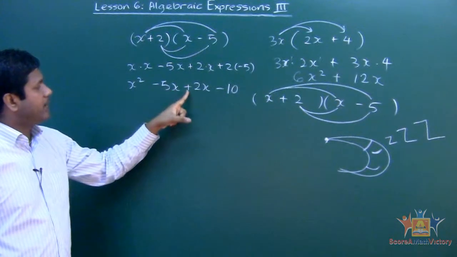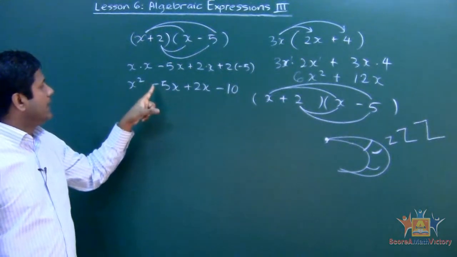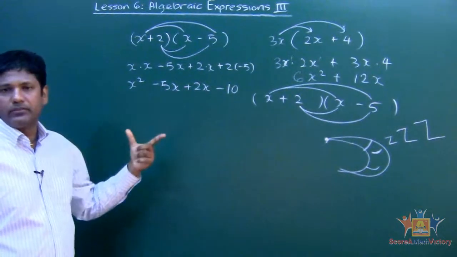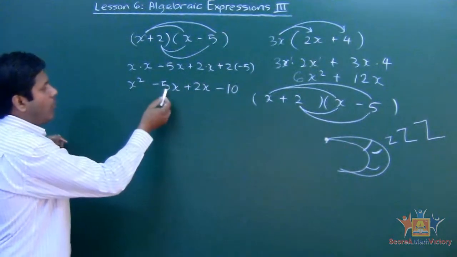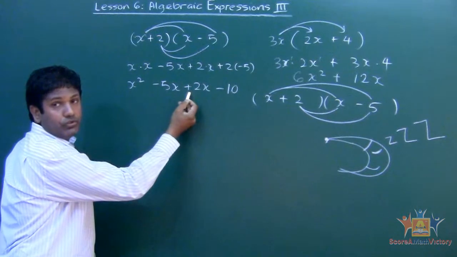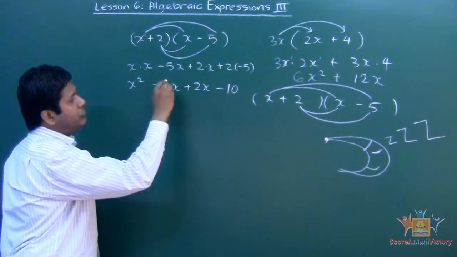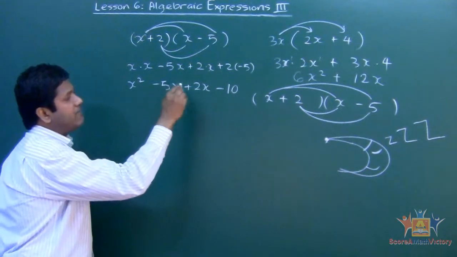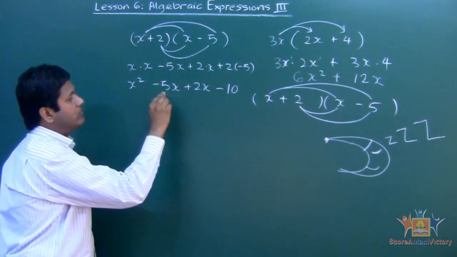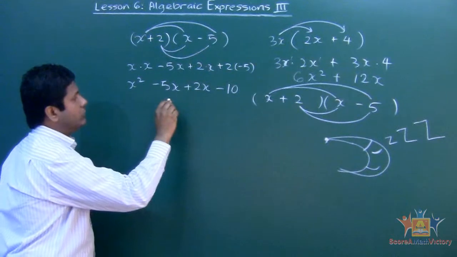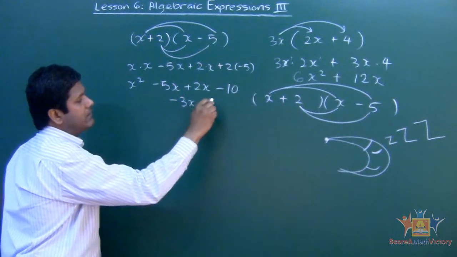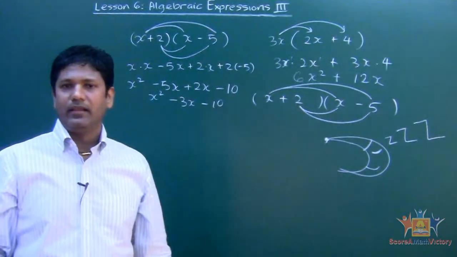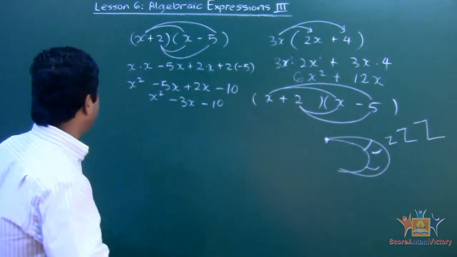Negative 5x plus 2x. In other words, negative 5 apples plus 2 apples. Alright? Okay, so I owe 5, I have 2. So you pay that 2 towards that, and what you have left is negative 3. In other words, 5 minus 2 is 3, and you still owe. See that? Because you owe more than you have. So it becomes x squared minus 3x minus 10, right there. Alright? Let's do another one, okay?